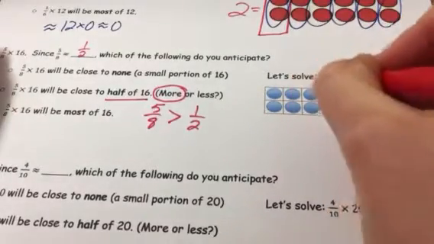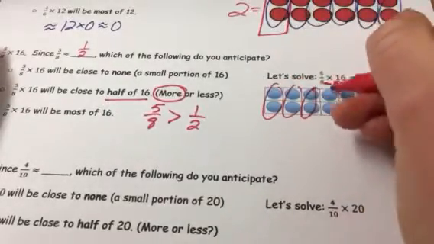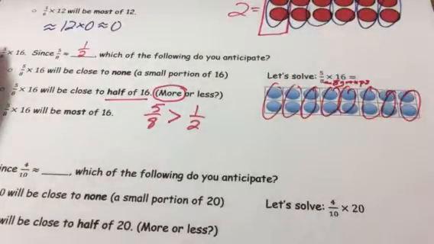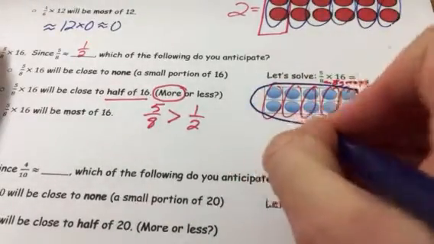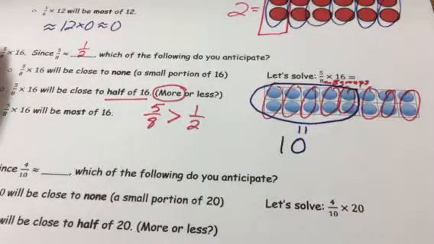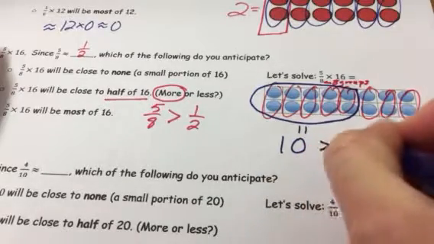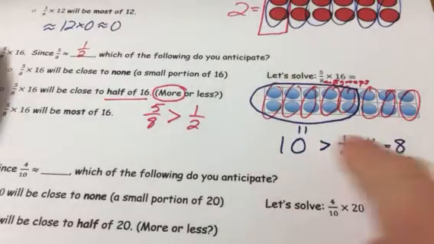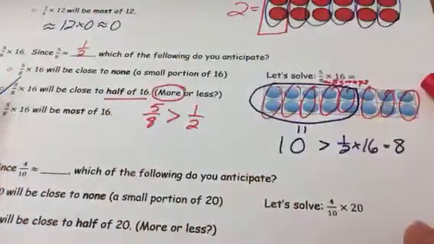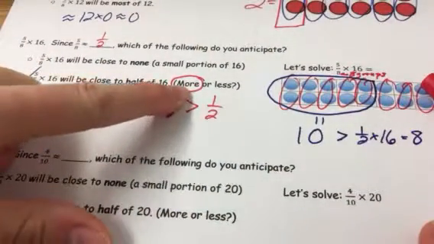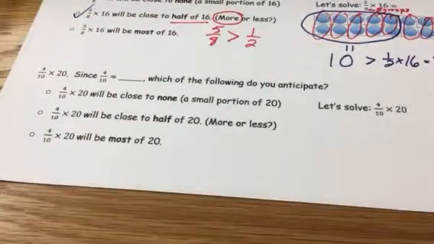Here I'm going to break this up into 8 groups. And then we'll take 5 of them. 1, 2, 3, 4, 5, 6, 7, 8 groups. And we're going to take 5 of these. And this is equal to 10. 10 is indeed greater than half of 16, which was equal to 8. So 10 is definitely bigger than 8, but pretty close to it, just as we thought it would be. We said, hey, we think it'll be close to half, and we think it'll be slightly more than half, which we were correct.